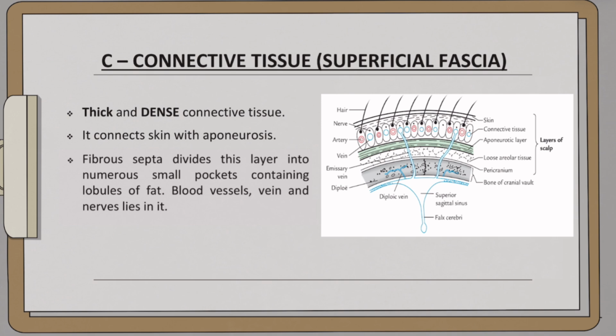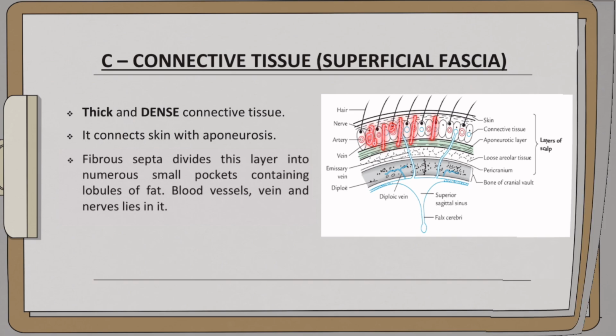Some peculiarities of this second layer are that it has a number of fibrous septa, because of which it is divided into numerous small pockets. And in these pockets there are blood vessels, veins and nerves. So what you can see is that there are fibrous septa extending from the aponeurosis to the skin, and in between them the arteries, nerves and veins are present.